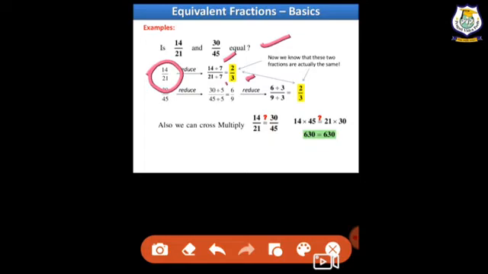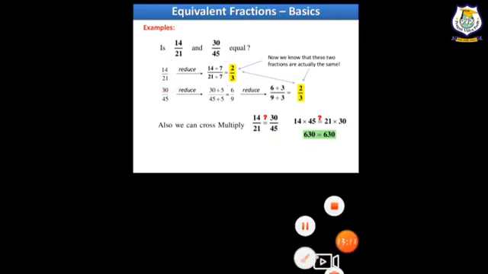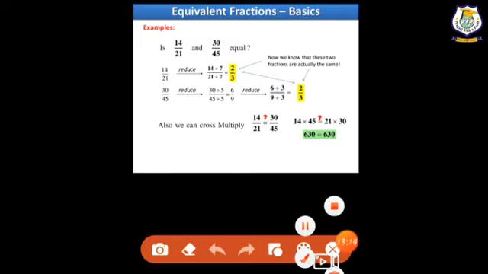Now next is our 30 by 45. 30 and 45 both come in the table of 5. So 30 by 45 is divided by 5. So we are getting 6 and 9. 6 and 9 is not in the simplest form, so again we will have to reduce, and both come in the same table, that is 3. So it is divisible by 3. Again we are getting 2 by 3.